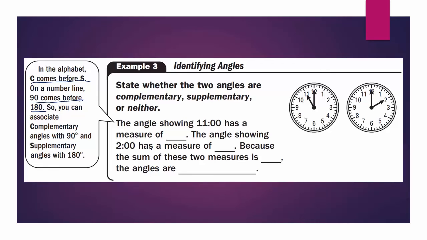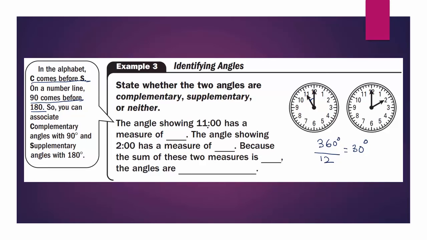So now let's take a look at example 3. Here we're supposed to state whether the angles created by the hands of a clock are complementary, supplementary, or neither. Before we do that, we need to know what the angle measure is between each hour on our clock. We know that a circle has 360 degrees, and this circle is divided evenly into 12 hours. So if I take 360 degrees and divide it by 12, I know that each hour has a degree measurement of 30 degrees. This will help with our calculation.